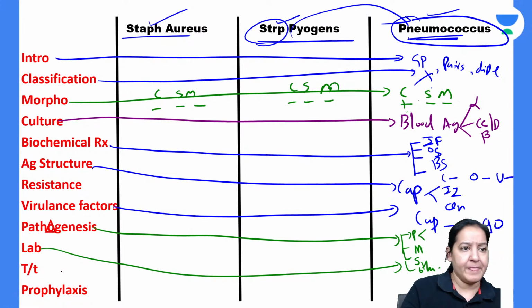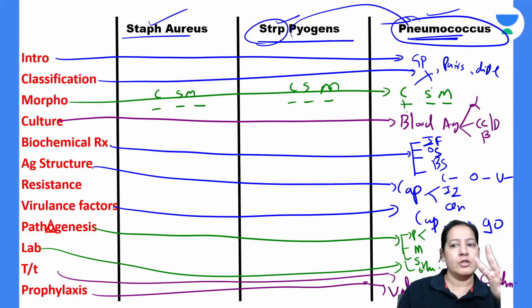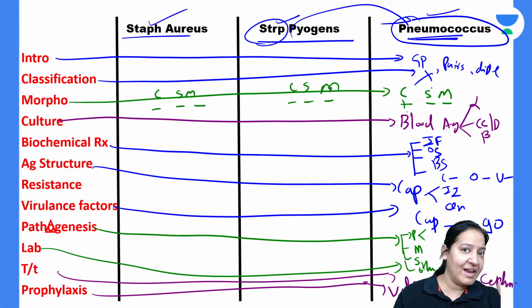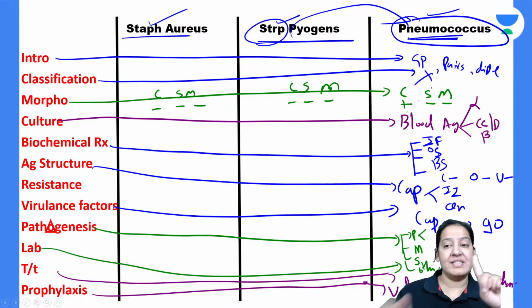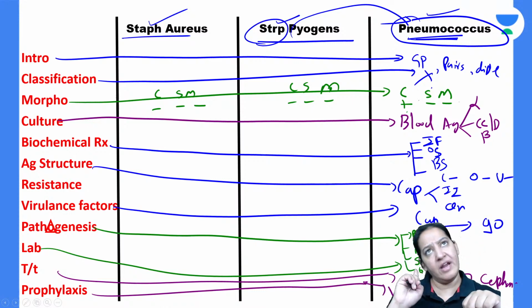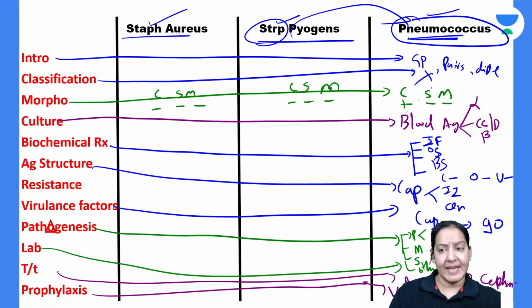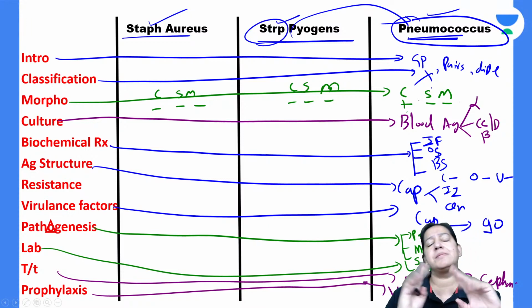Coming on the treatment, the first drug of choice is penicillin. If penicillin resistant strains are there, go with cephalosporin. Cephalosporin, that's it. In the prophylaxis, we have vaccines available with us. The 2 types of vaccines are available: polyvalent and conjugate. In polyvalent vaccine, we give 23 serotypes out of 90, which most commonly cause diseases in human. Single dose is required, intramuscular given, effectivity is 90% for 5 years.